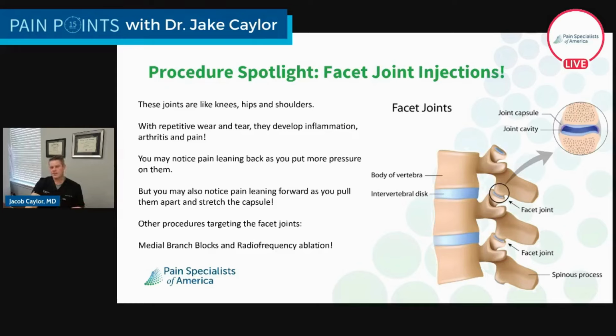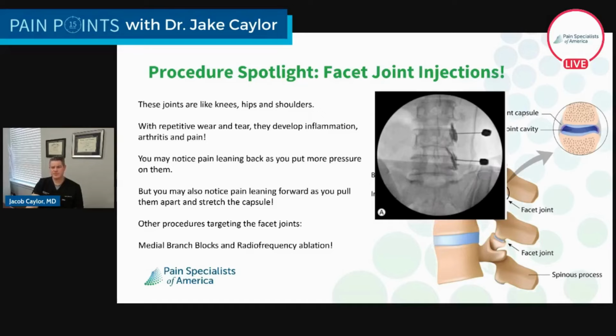But one thing we can do is called a facet joint injection. Now, certain insurances don't let us do this anymore, which is unfortunate. But facet joint injections, we go into the joint just like we would a knee or a shoulder, put numbing medicine and some steroid. And oftentimes that's enough to calm down a lot of the inflammation.